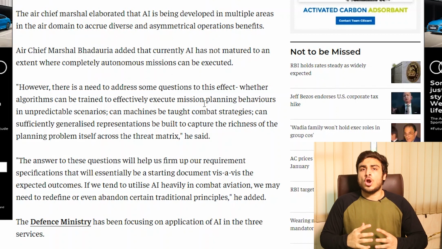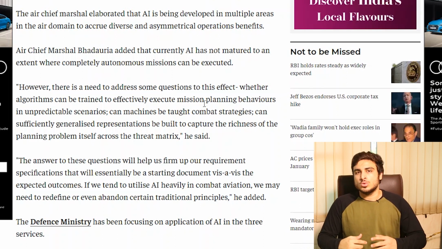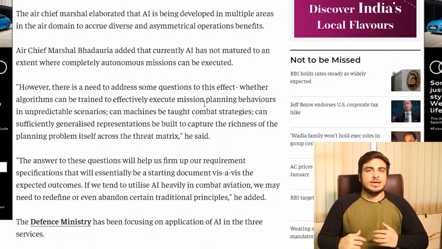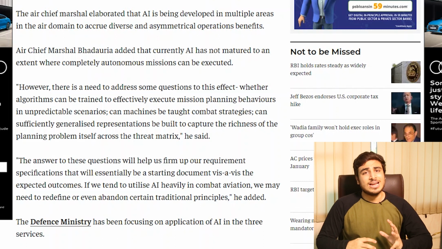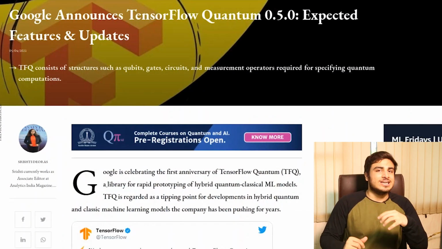So he is planning for the long game, and hence he is urging people to work on AI applications so that we can start integrating them as soon as possible and we can be prepared for whatever is going on in the global market. Moving on, our next story is that Google has announced a TensorFlow Quantum update exactly 1 year after its inception.